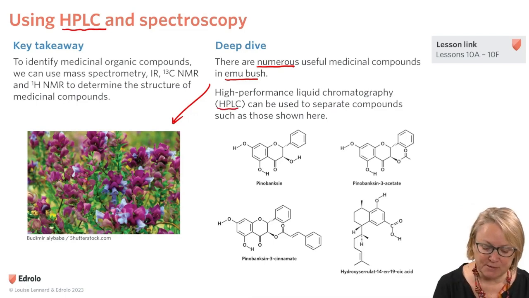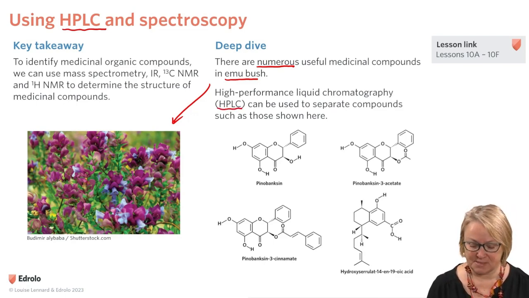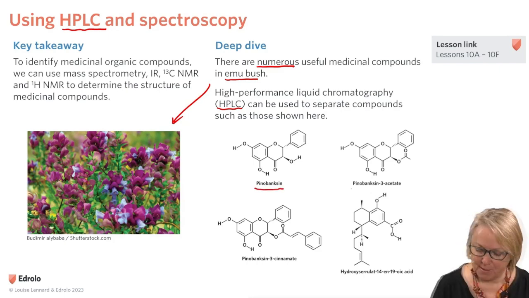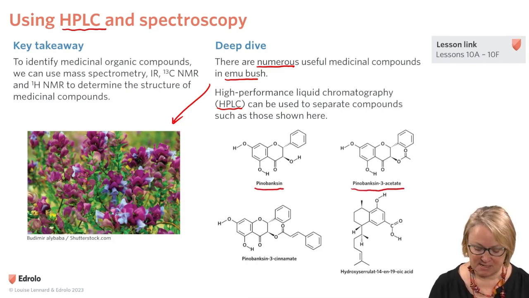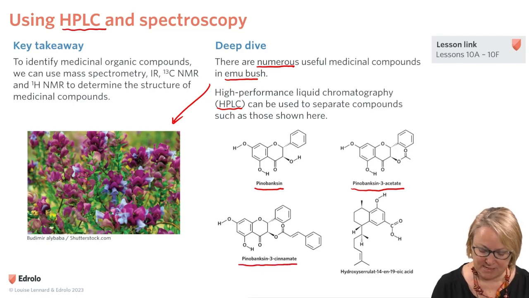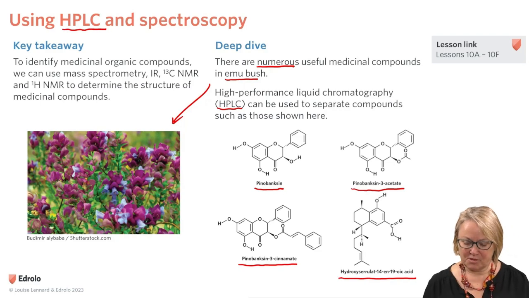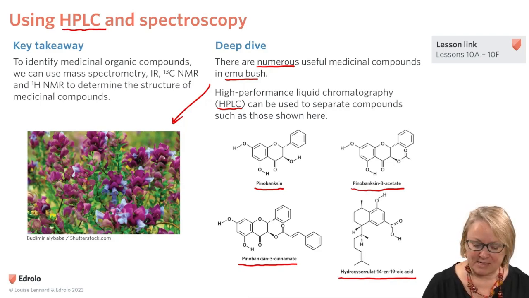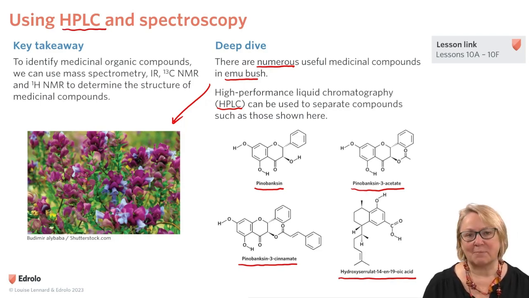And we can use HPLC to separate the compounds. Here are a few examples. We've got the pinobanxin 3 acetate, the pinobanxin 3 cinnamate, and this other compound here, which I'm not even going to try and pronounce. These are all examples of substances that are in the emu bush.